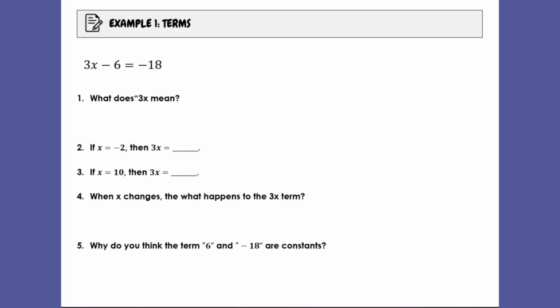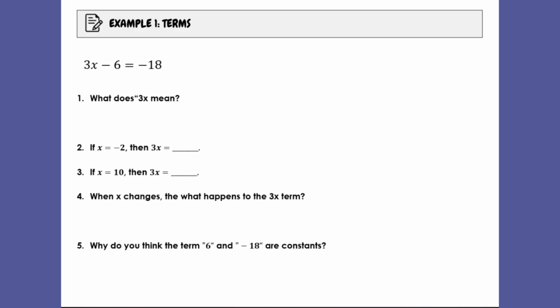So we're going to go through a couple of different examples. Notice that I have the equation back up top here, 3x minus 6 equals -18. So these questions you might have answered, but we'll see how well you are following along. So the first question says, what does 3x mean?